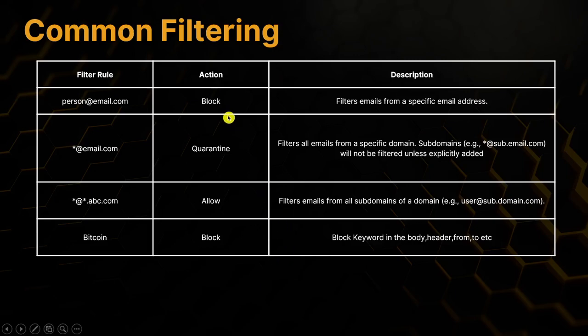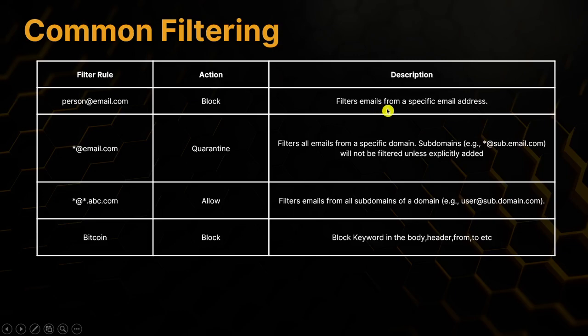If we talk about common filtering rules, we can set different types of rules like this. The first one is a straightforward rule. It blocks any email coming directly from a specific email address, for example person@email.com. This is useful for dealing with spammers or unwanted senders. Simply add the email ID and set the action as block, and the specific email address will be filtered out.